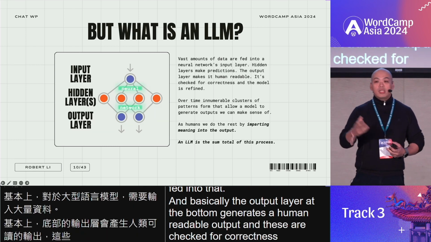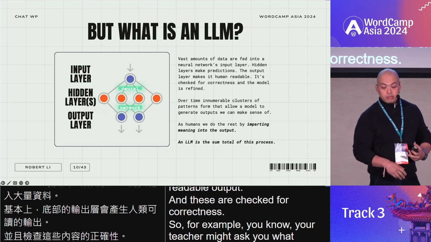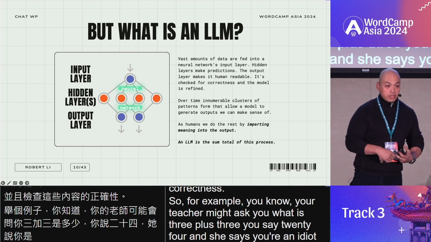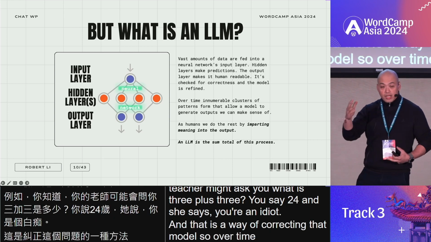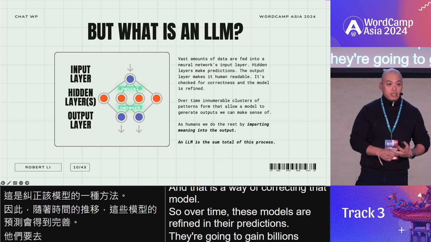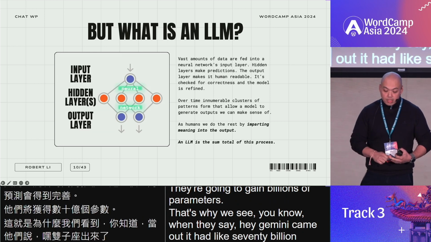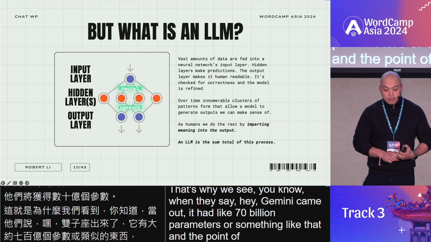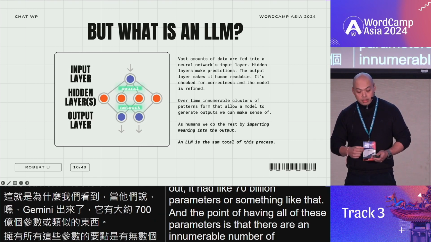So, for example, your teacher might ask you what is 3 plus 3. You say 24, and she says you're an idiot, and that is a way of correcting that model. So, over time, these models are refined in their predictions. They're going to gain billions of parameters. That's why we see, when they say, "Hey, Gemini came out, it had like 70 billion parameters," or something like that. And the point of having all of these parameters is that there are an innumerable number of patterns that we as humans can't comprehend.